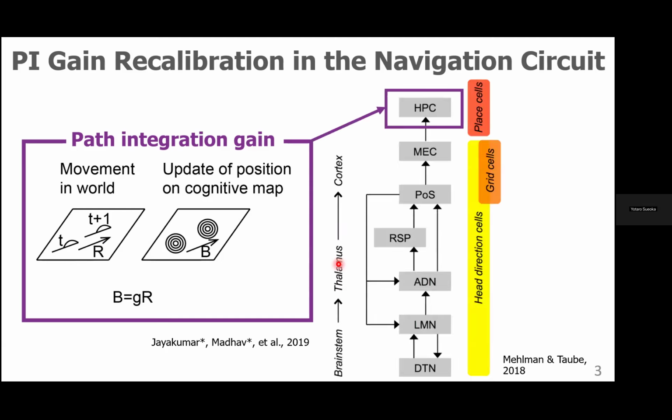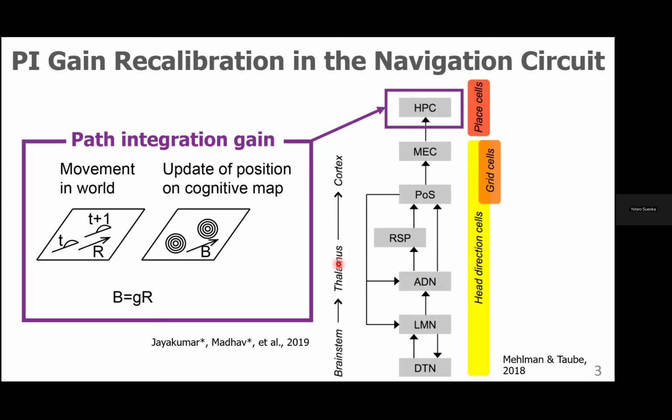Previous work in the lab looking at the hippocampal place cells has shown that the path integration gain, as instantiated by the hippocampal place cells, is in fact highly plastic and can readily be recalibrated upon visual feedback. However, the hippocampal place cells are only one part of the navigation circuit, and it is still unclear how exactly the navigation circuit as a whole orchestrates this computation.